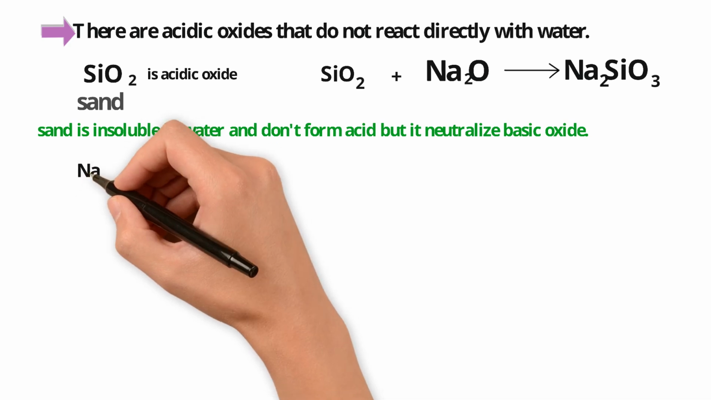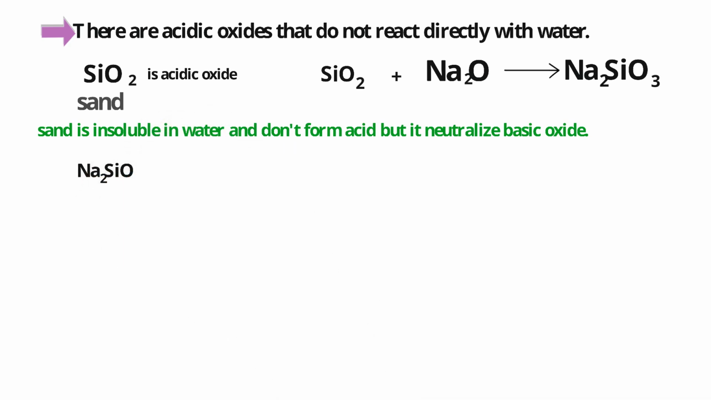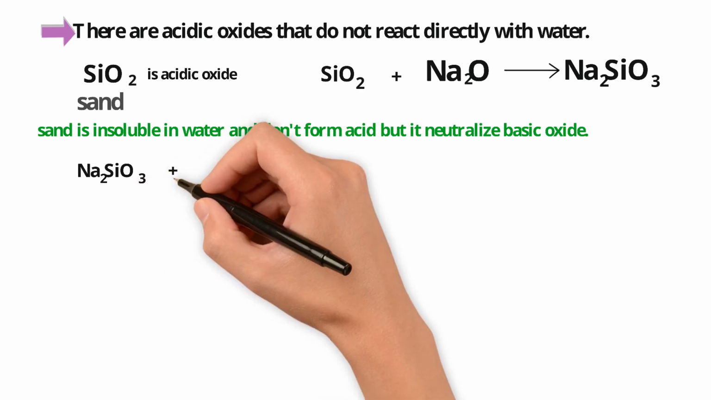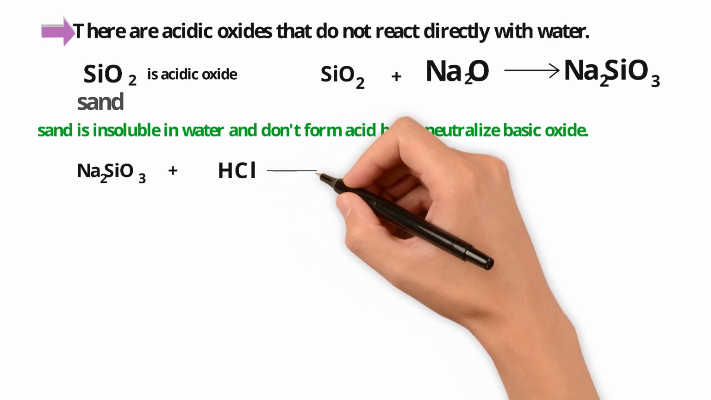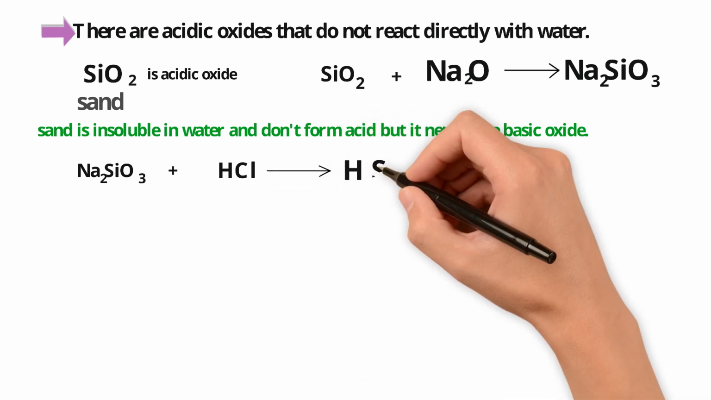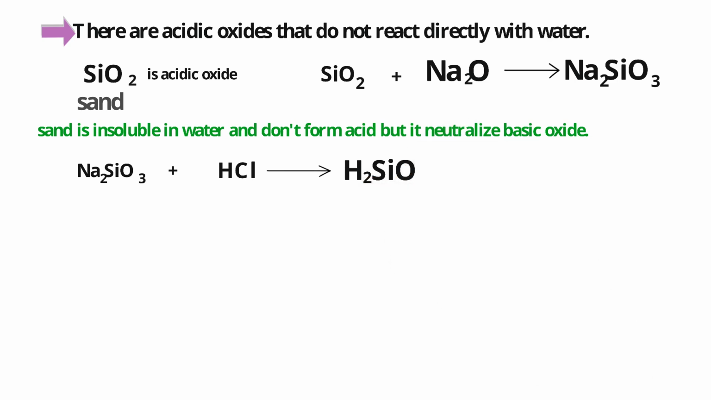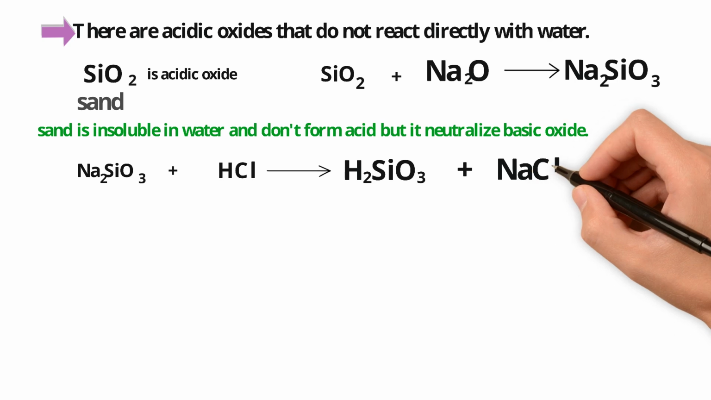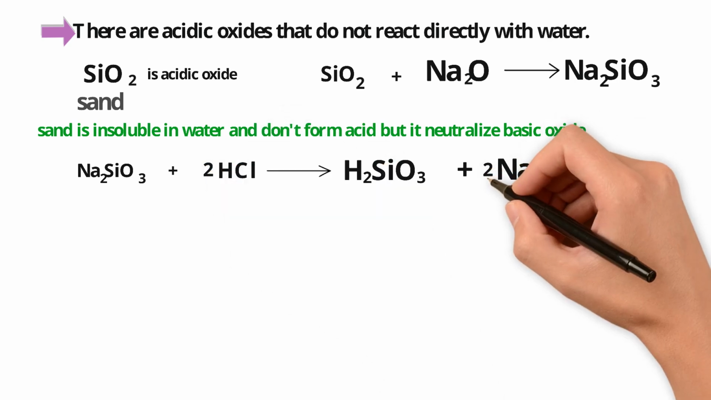The acid form of silicon dioxide is formed by reacting its salt with an acid. For example, sodium silicate reacts with hydrochloric acid. Finally, we have silicic acid plus sodium chloride. This one is silicic acid.